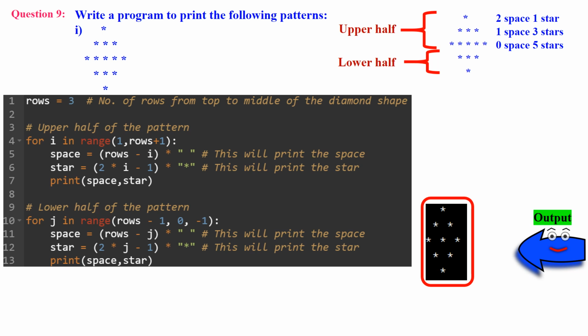Now, let's see the lower half. In line 10, this loop iterates through the range of values from rows minus 1 down to 1 in reverse order. The pattern is similar to the upper half, but it decreases the number of stars in each row to create the lower half of the diamond. In line 11 and 12, just like in the upper half loop, it calculates the space and star strings and prints them to create each row. The combination of both loops creates the complete diamond pattern. You can check the output with the pattern having rows 3 on the console.